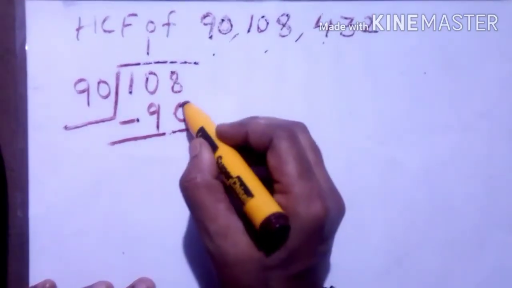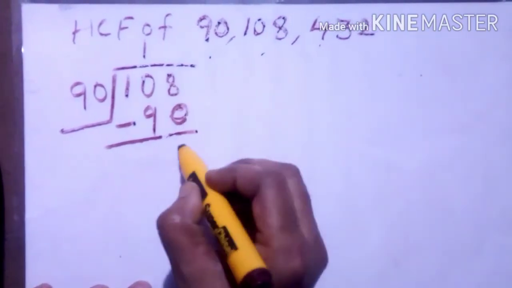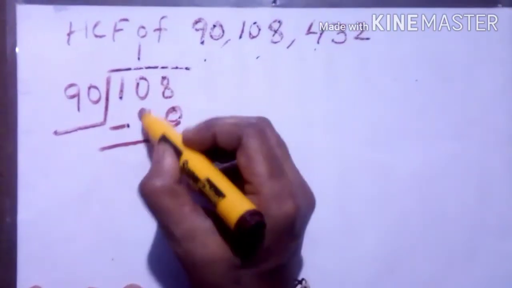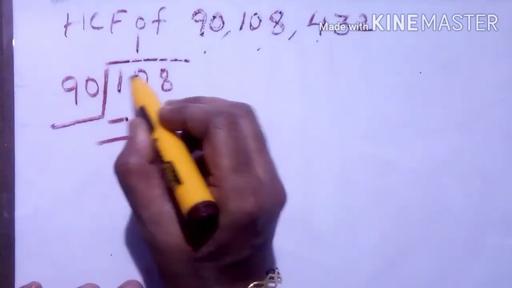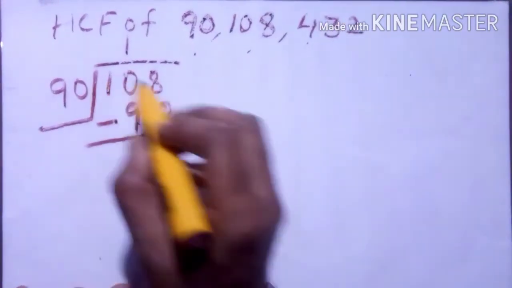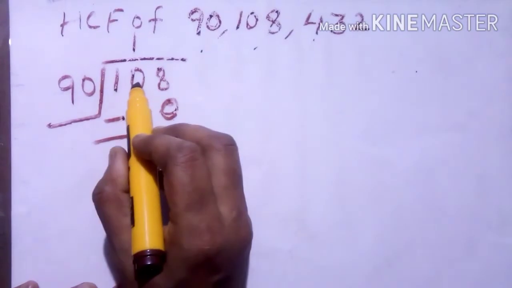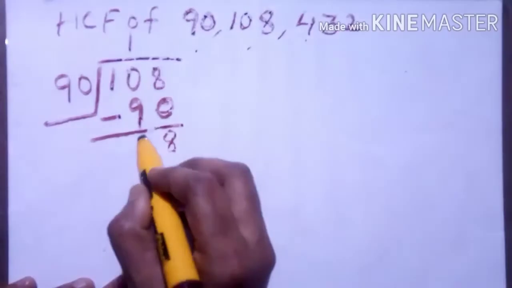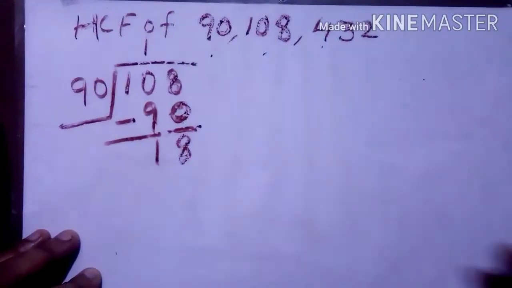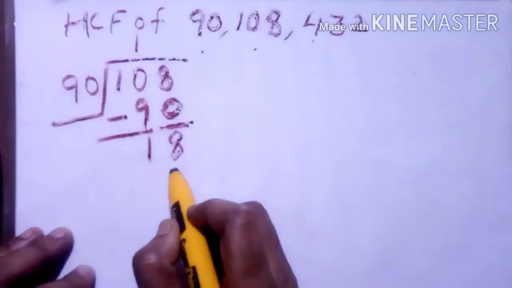When you subtract 0 from 8, you get 8. When you subtract 9 from 10, you have to carry 1 from the hundreds place. Then you get 10 here. Now subtract 9 from 10, you get 1. So you got 18 as the remainder.